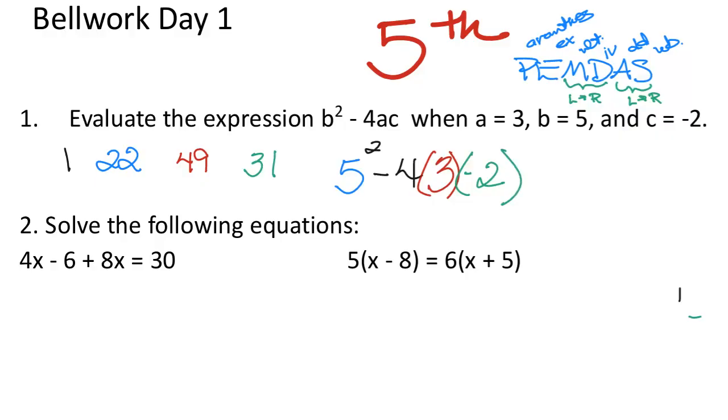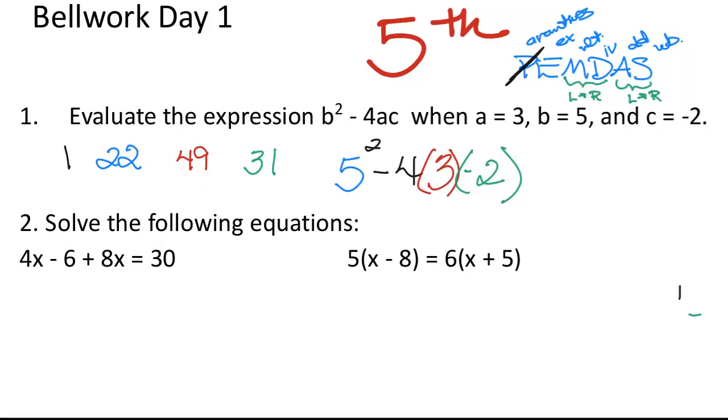All right. So do I have anything in parentheses that I can actually do, like some operation? No. I have parentheses, but they are telling me I need to multiply. So I don't have any parentheses. I'm going to cross out the P. Do I have an exponent? Yeah, that's the 5 squared. What is 5 to the second power? 25. So I'm going to write that down.